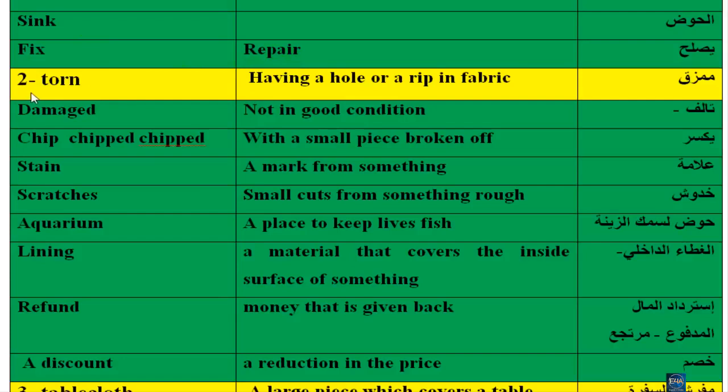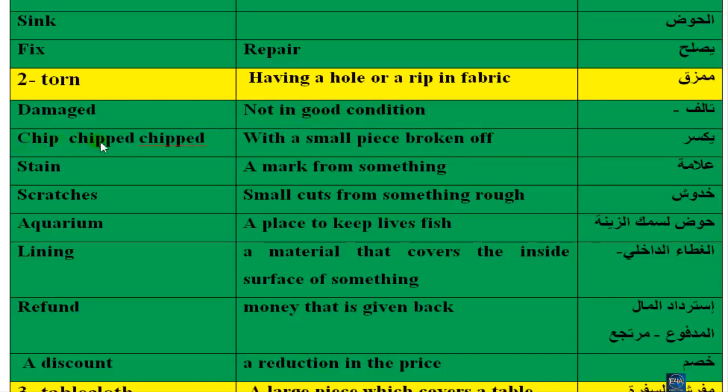Exercise 2. Torn. R here, double R, because I have a vowel before R. I have O. Torn, having a hole or a rip in fabric. Damaged, not in good condition. The T in not in is a soft D.